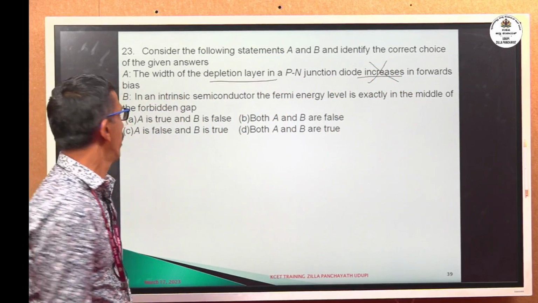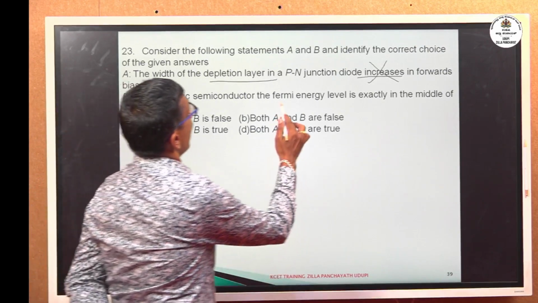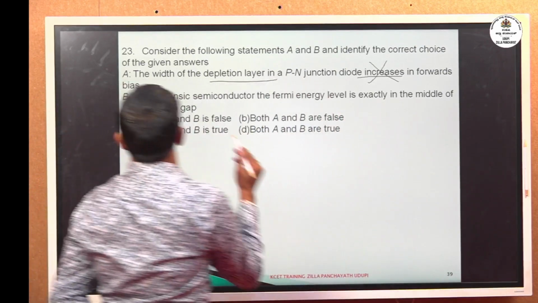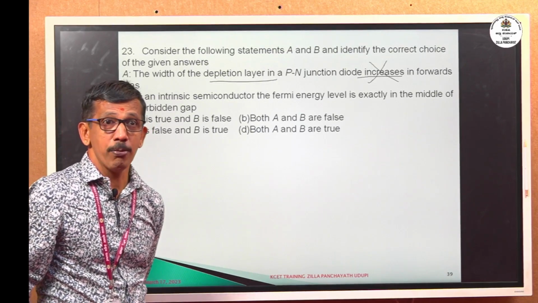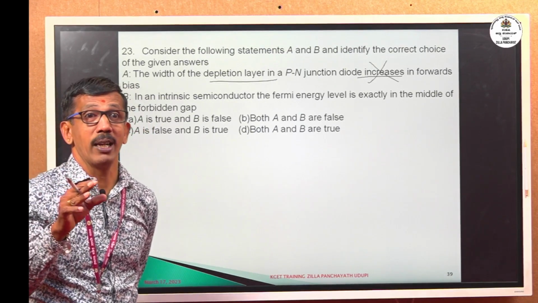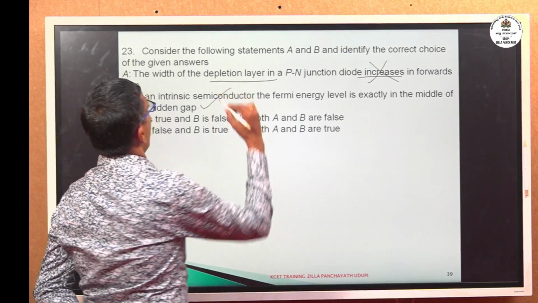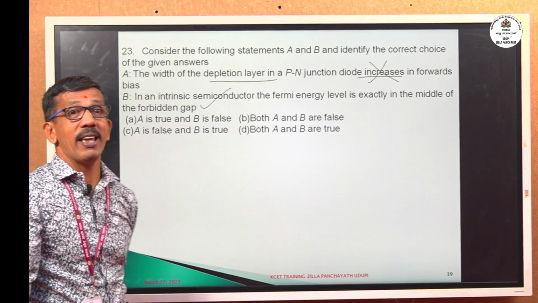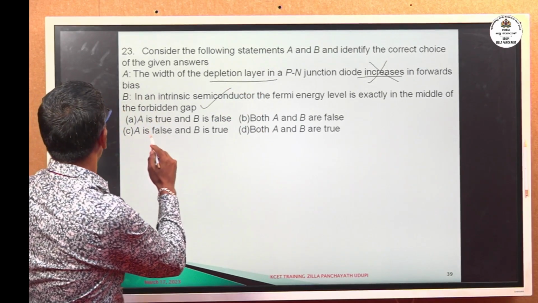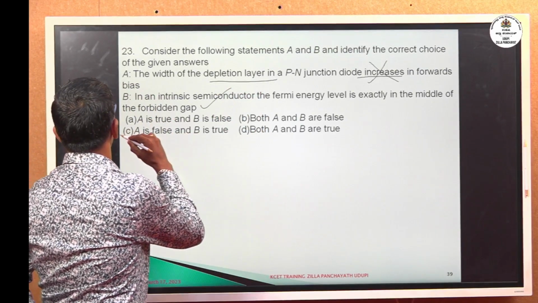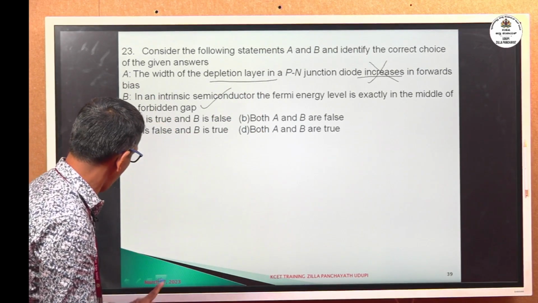Wrong statement. In an intrinsic semiconductor, the Fermi energy level is exactly in the middle of the forbidden gap. The Fermi energy level in case of a pure semiconductor lies in the middle of the forbidden gap, which is a right statement. So, statement A is false, B is true. A false, B true, option C is the right answer. Just we check the answer.